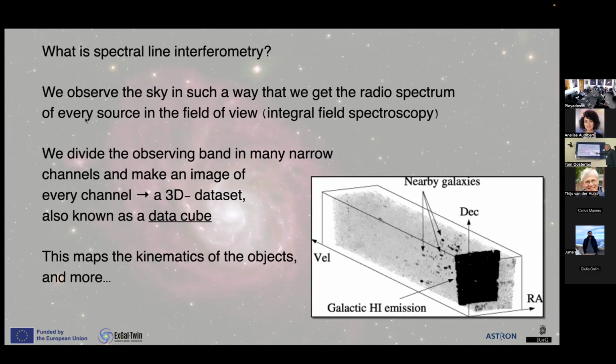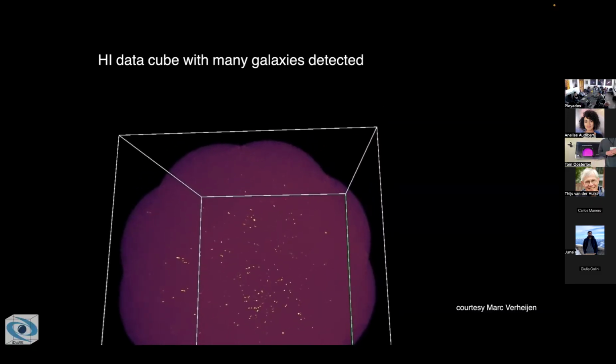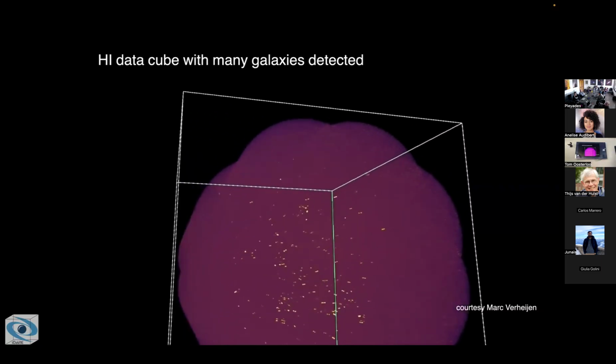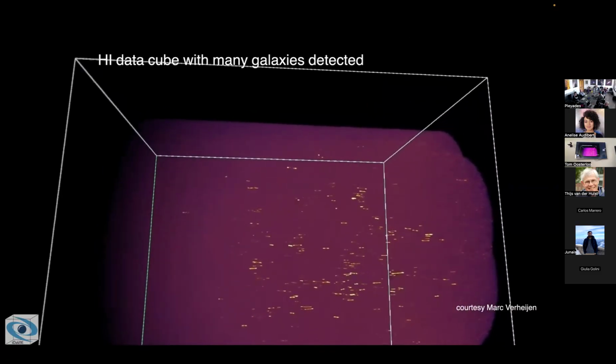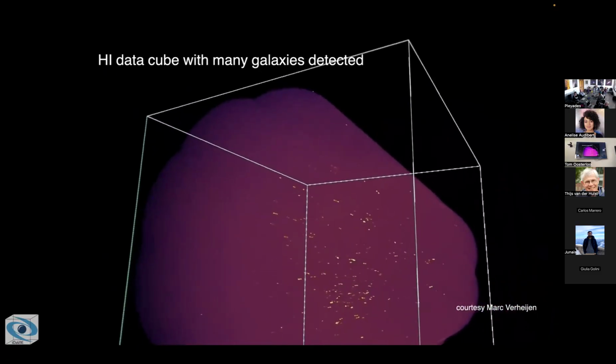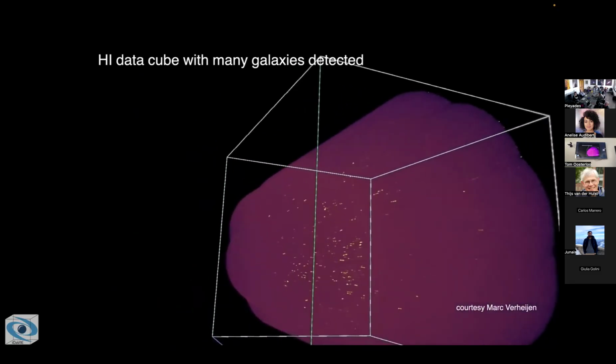This is frequency. All these spots are galaxies, HI in galaxies detected in the volume. This big black square is the HI of our own galaxy. So that's everywhere, of course. So that fills the entire part of the sky. So we're doing integral field spectroscopy. This is just an example of what such a data cube looks like. This is a data cube of Marc Verheijen. Every yellow spot that you see in the cube is a galaxy detected in HI.